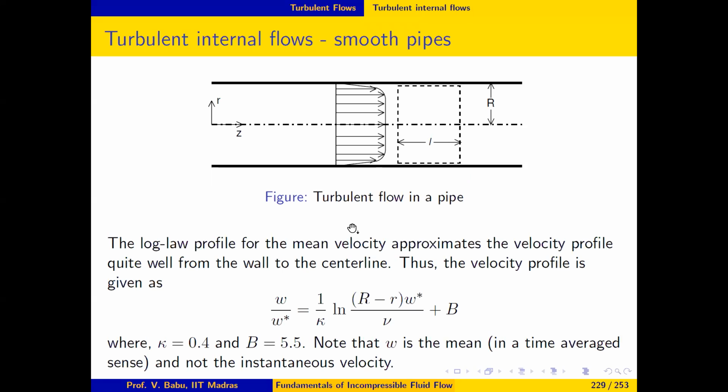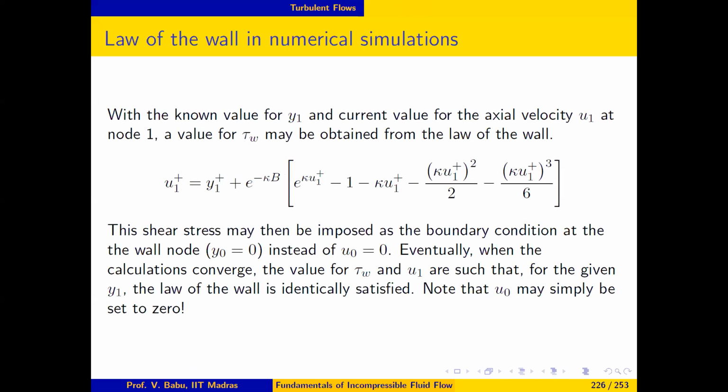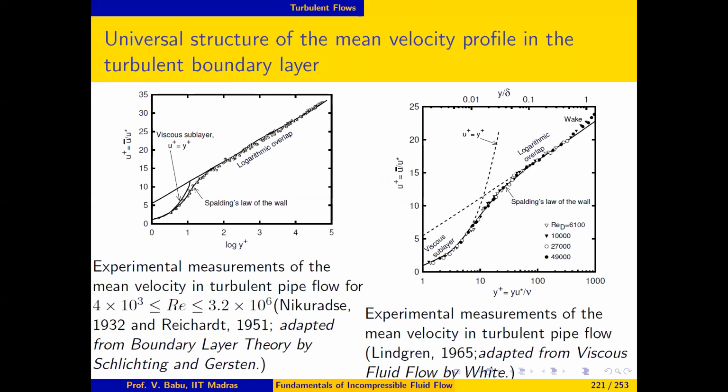Now, in our previous lecture, we looked at experimental data for turbulent flow inside pipes reported by Nikuradse as well as Lindgren. And we commented on the fact that in this case, the logarithmic overlap region extends very far. For example, it extends up to y plus of almost 100,000 in this case. Nikuradse's experiment covers Reynolds numbers from 4,000 to about 3 million or so. And as you can see, the logarithmic overlap region in these cases extends almost up to y plus of 100,000.